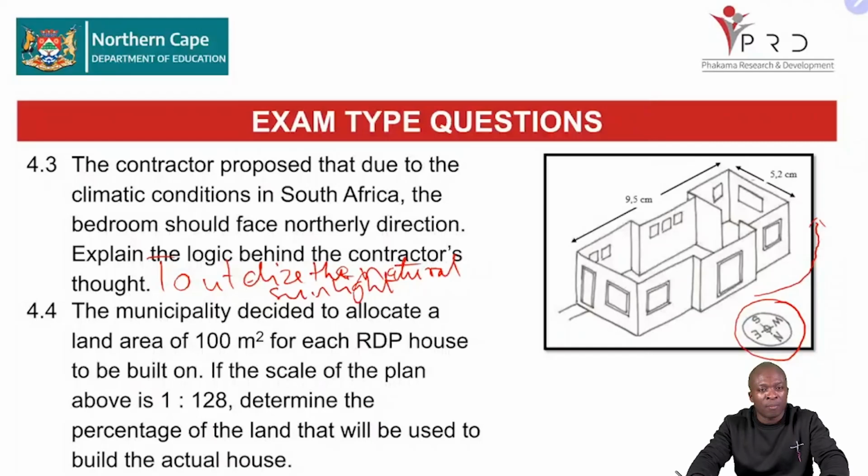Let's look at question 4.4. The municipality decided to allocate a land area of 100 square meters for each RDP house to be built on. If the scale of the plan above is 1:128, determine the percentage of the land that will be used to build the actual house. Now I want you to attempt it. This needs a lot of calculations, so I'm giving you 5 minutes. Then we'll come back and answer the questions together.